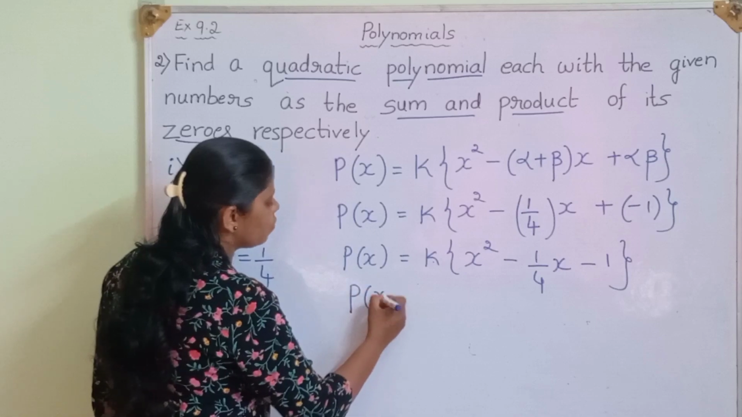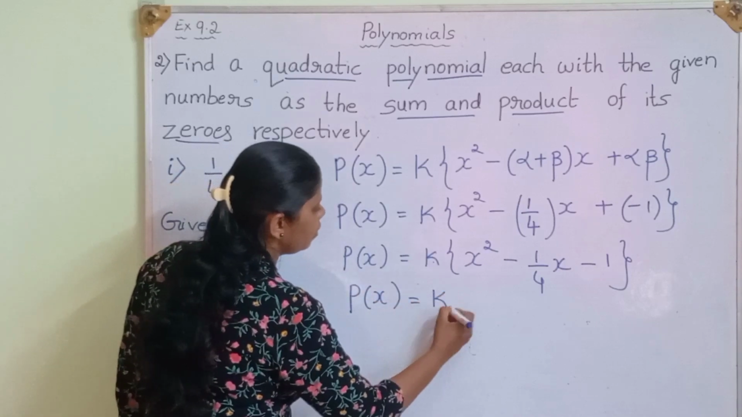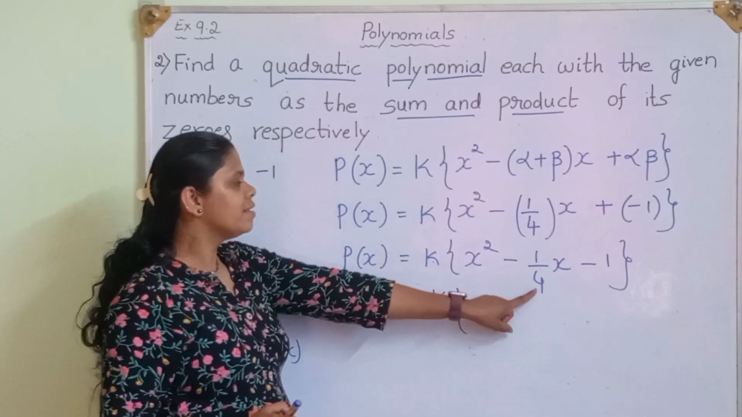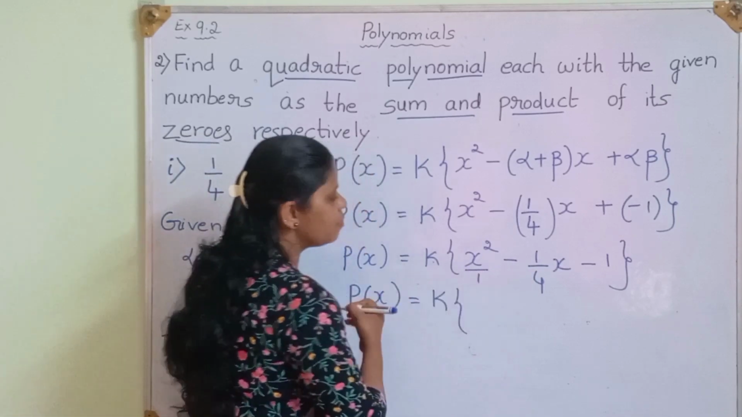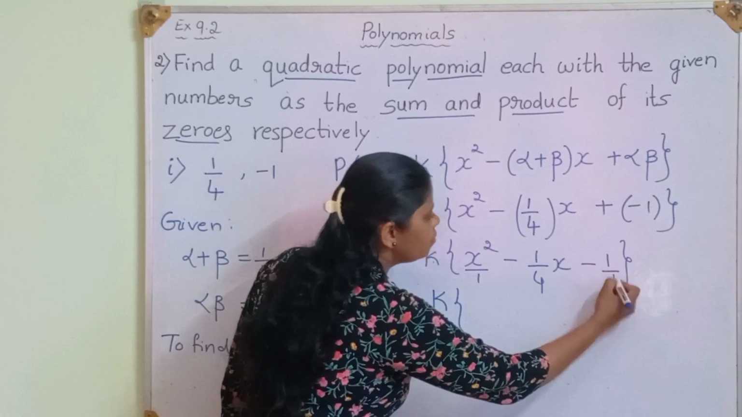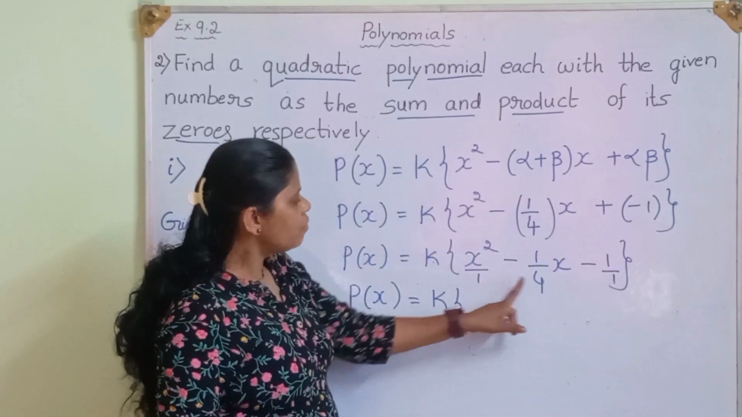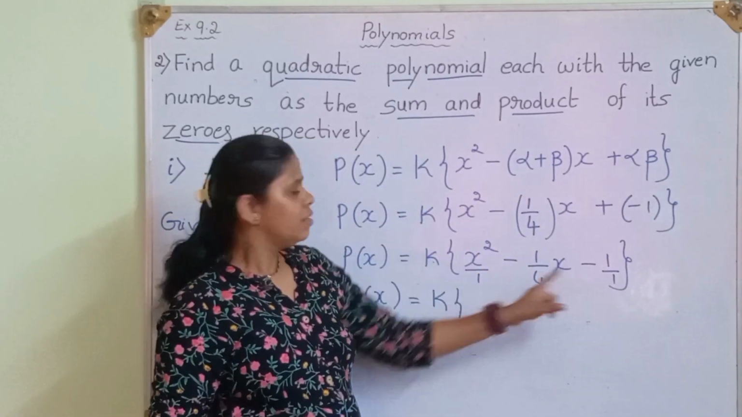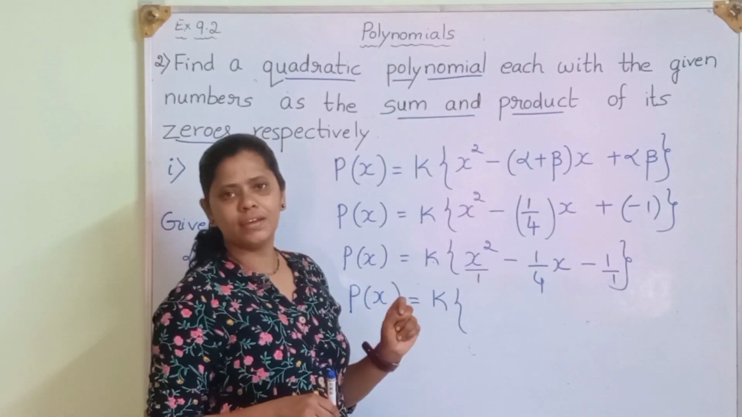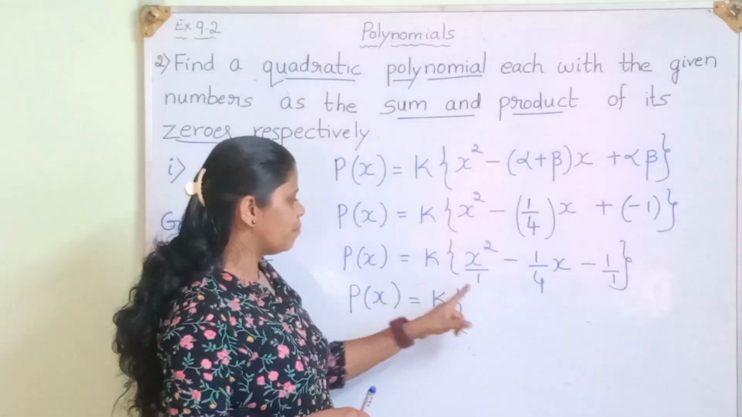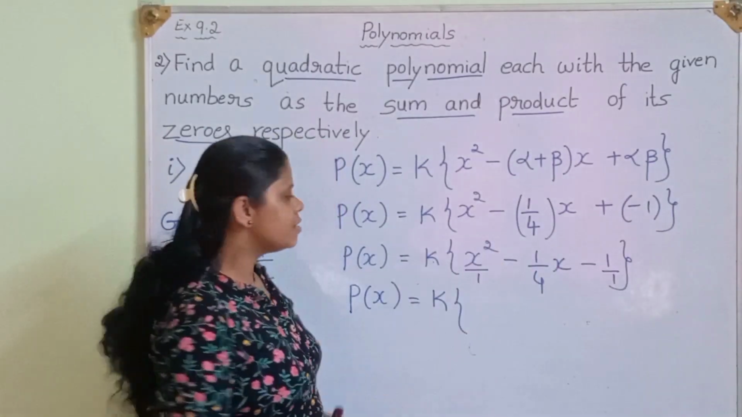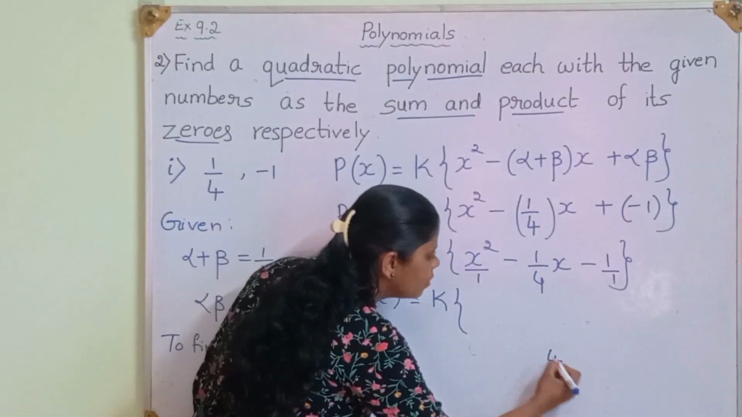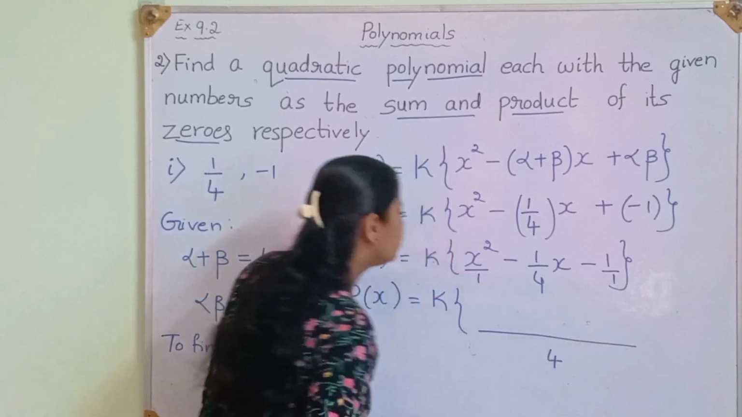P of x is equal to k into. Now look at this, 4 is in the denominator, right? Nothing is here means we will write 1. And here we will write 1. 1, 4, 1. The denominators are different. So we will take the LCM of 1, 4 and 1. What is the LCM? 4 is the LCM, right?